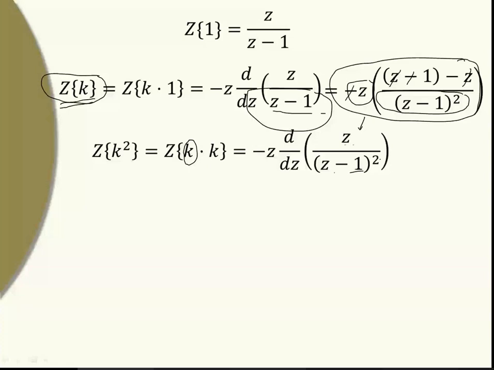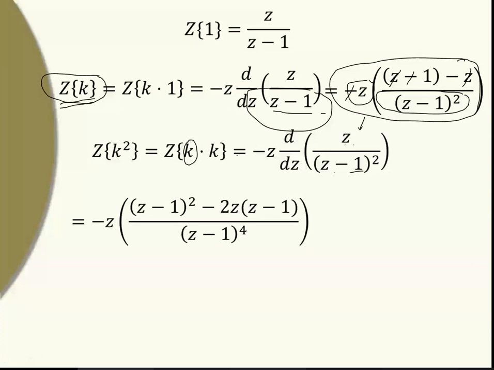So again using the quotient rule, minus z keeping as it is, z minus 1 square into the derivative of z, which is 1, minus z into the derivative of z minus 1 square. The derivative of z minus 1 square is 2 into z minus 1, with z as it is, divided by the square of the denominator, which is z minus 1 raised to 4. Now take one z minus 1 common. Take this term common.